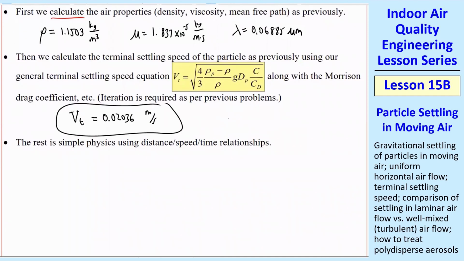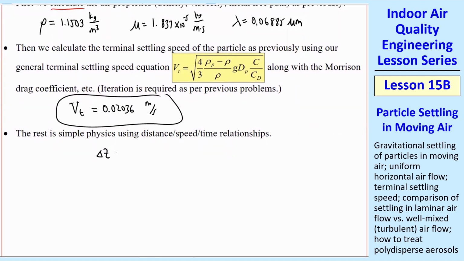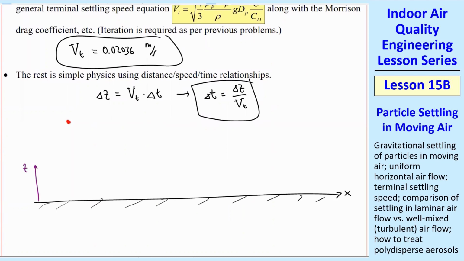Well, the rest is simple physics from middle school physics class using the distance-speed-time relationship, namely delta Z is VT times delta T. We solve for delta T, which is what we want. Delta T is delta Z over VT. Now, I'm talking about a particle that's initially at some delta Z elevation from the ground. Now it's actually falling in a path like this, a straight line that, as we've drawn many times now, has a component in the horizontal direction U and a component in the vertical direction VT. So that's the path of the particle, but we can separate out the X and the Z directions.